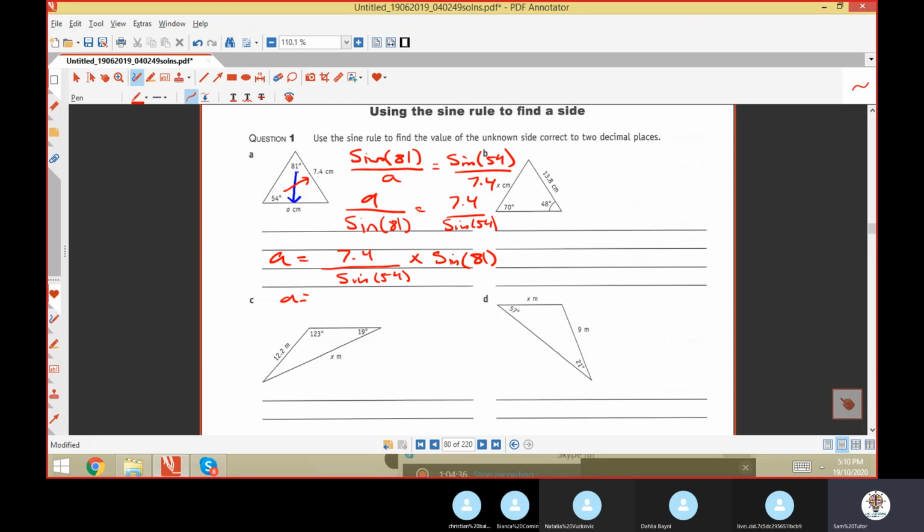Alright, the answer is 9.03, and it says 2 decimal places, so it's just 9.03 centimeters. I suck at algebra. Wow, I get 9.03. I like that, but I'm totally wrong.